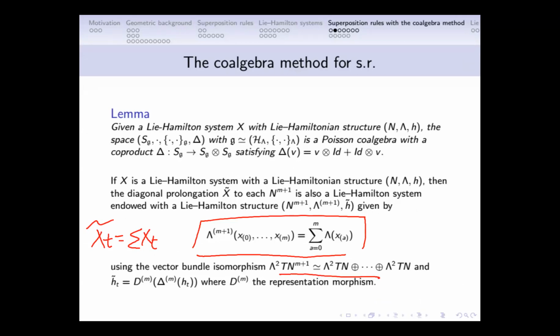And also the Hamiltonian function can be prolongated in such a way with something called the coproduct operator, which actually does just copy the system. If you are familiar with it, you will see it's the primitive coproduct.